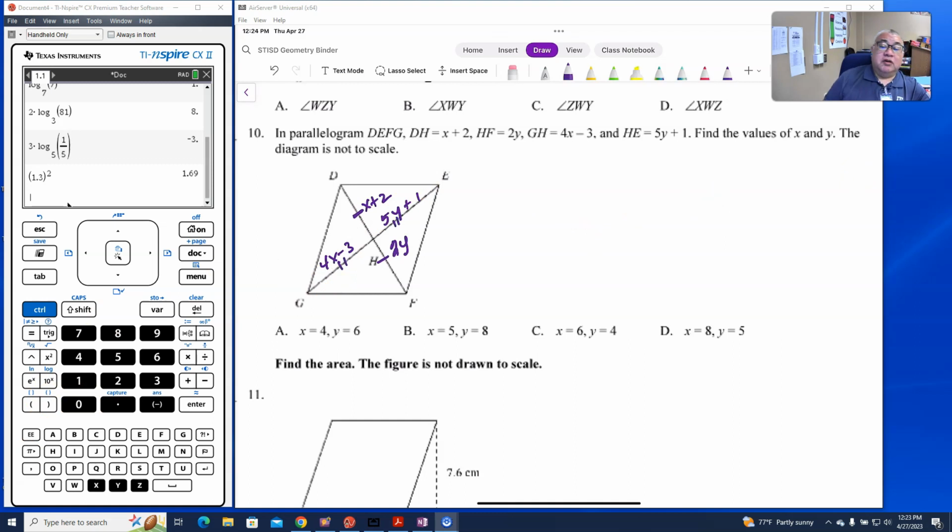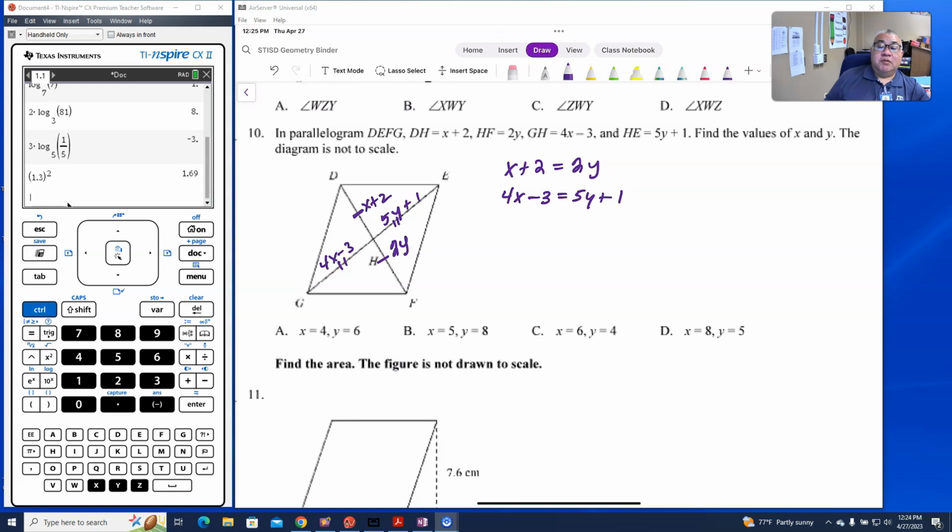We know in a parallelogram that the diagonals bisect each other. So we have x plus 2 equals 2y. And the other equation is 4x minus 3 equals 5y plus 1.